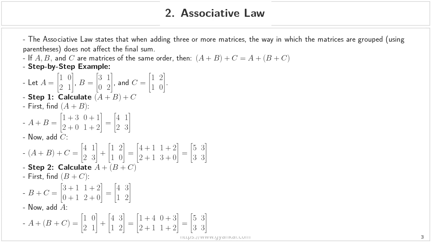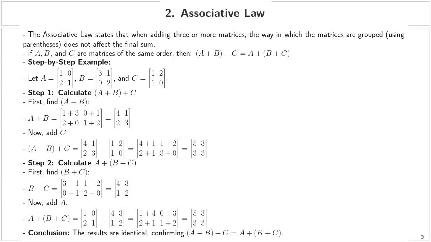Next, we add matrix A to this result. Adding 1 plus 4, 0 plus 3, 2 plus 1, and 1 plus 2, we get a final matrix with 5 and 3 in the first row, and 3 and 3 in the second row. As you can see, the results from both methods are identical. This confirms that the associative law holds true for matrix addition.